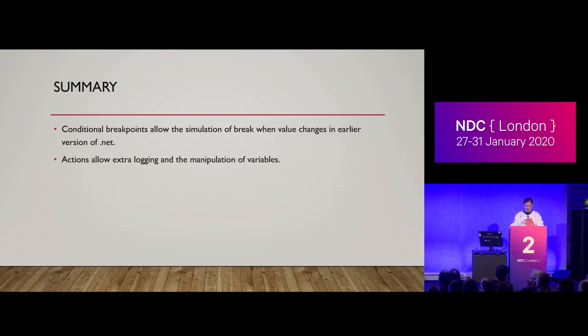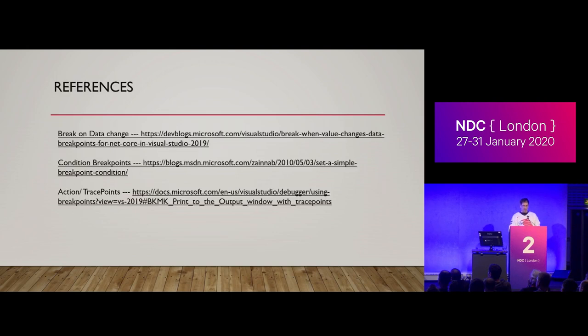So a bit of a summary. We've got conditional breakpoints, which are the simulation of break when value changes in earlier versions of .NET. And actions allow extra logging and the manipulation of variables. And if you want to read a bit more about that, there are some references on break when data changes, conditional breakpoints, actions and trace points.